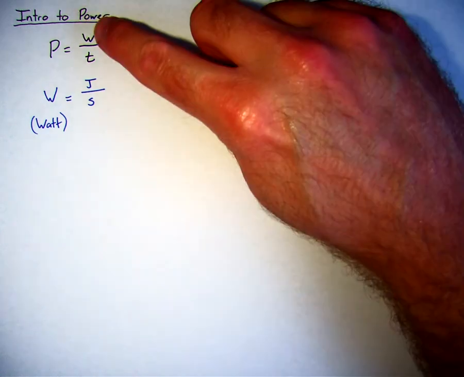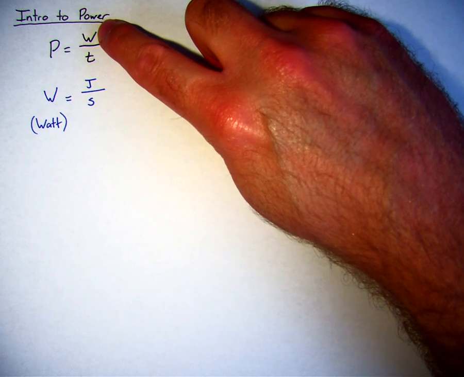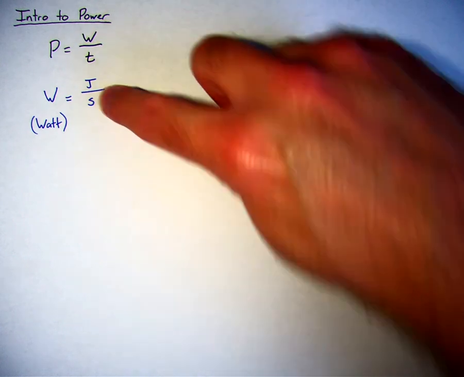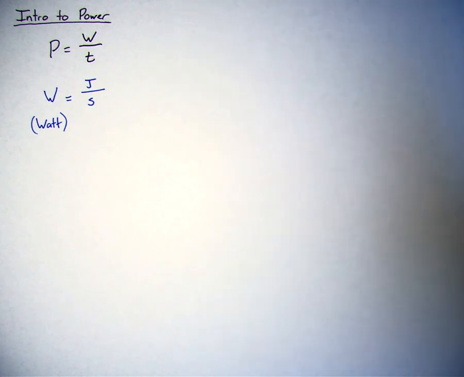You basically just have to find the amount of work that's done in the system, and then you divide it by however long it takes to transfer that amount of work, and that's going to give you the power that's involved. So just a really quick example.